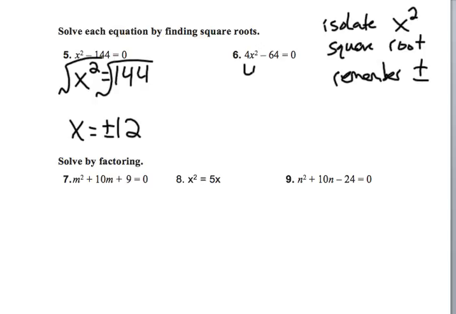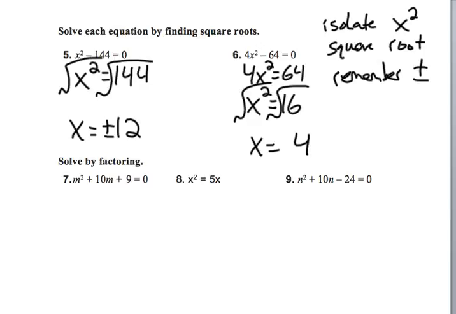For this one, I can add the 64 over. I can divide by 4. That's all part of that whole isolating the x squared bit. Now square root both sides. Square root of 16 is 4. And then don't forget your plus or minus because ideally you are usually looking for 2 solutions.